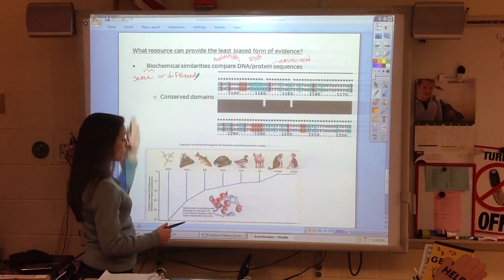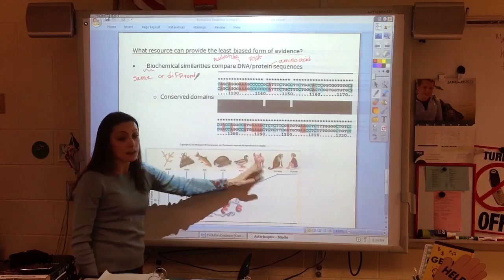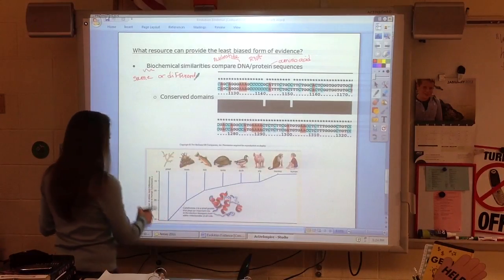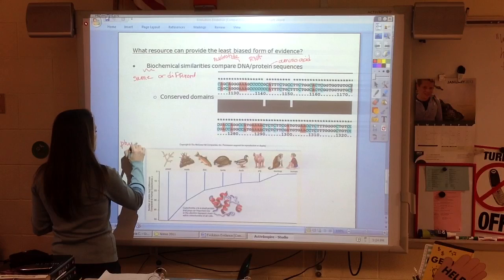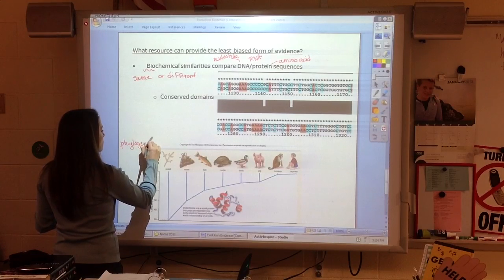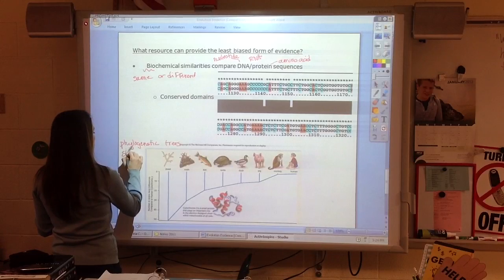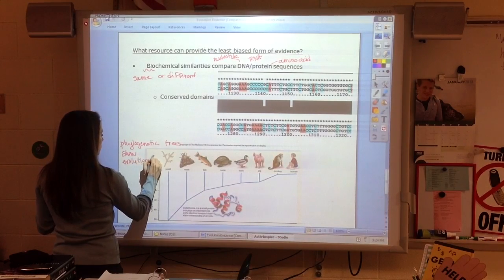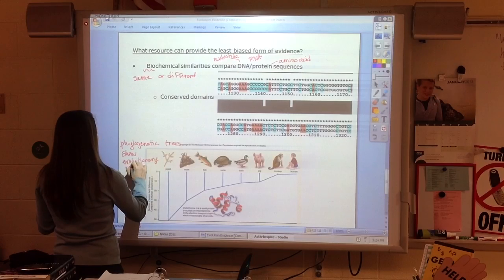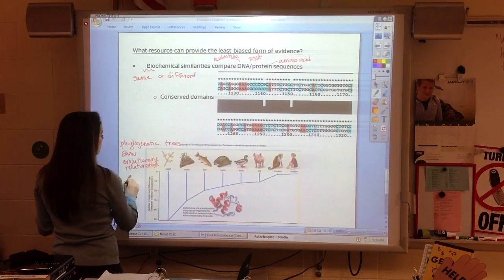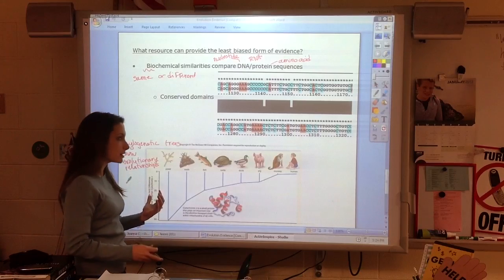So what we can do from here is actually begin to create phylogenetic trees, or trees that show evolutionary relationships. And we'll get more into this in the next unit. But phylogenetic trees show evolutionary relationships. And in the past, they were usually created using physical characteristics that we, of course, know can be misleading.